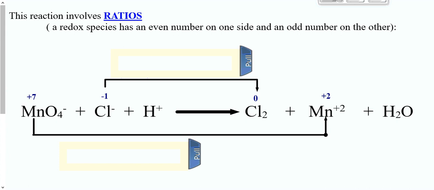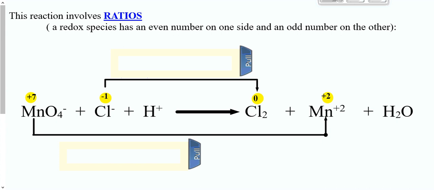We start by assigning all of the oxidation numbers. And you'll see that I've got the pertinent oxidation numbers already up. We can see the manganese goes from +7 down to +2 as the reaction proceeds, and the chlorine is going to go from -1 up to 0 as the reaction proceeds. So in both cases, we've got something being oxidized and something being reduced.